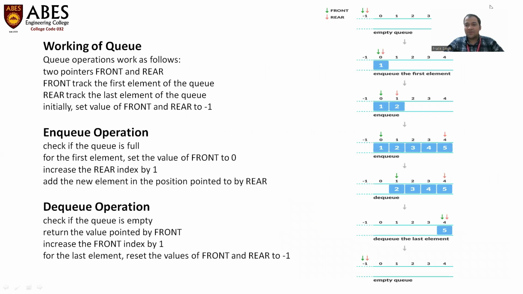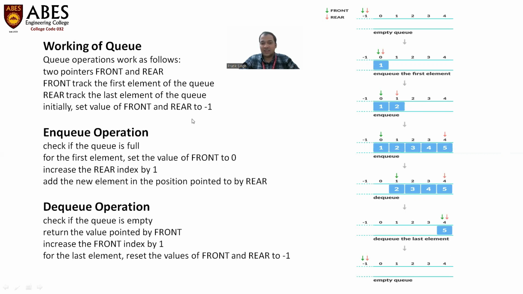Before going to the programming phase, let's consider the working of the queue. Queue operations work as follows: two pointers, front and rear. Front tracks the first element of the queue and rear tracks the last element of the queue. Initially, we set the values of front and rear to -1, as you saw in our figure. Front and rear in an empty queue are set at the -1 position.